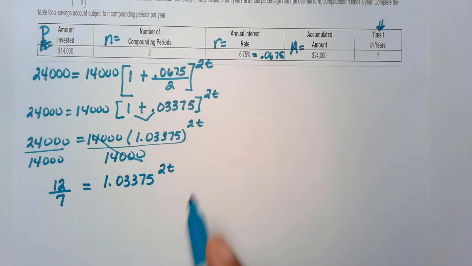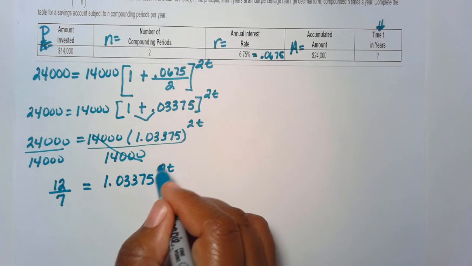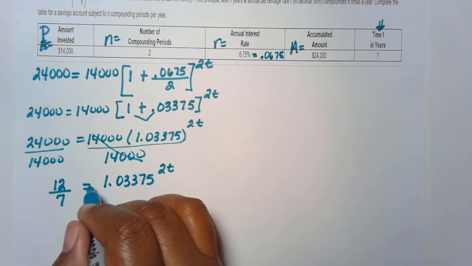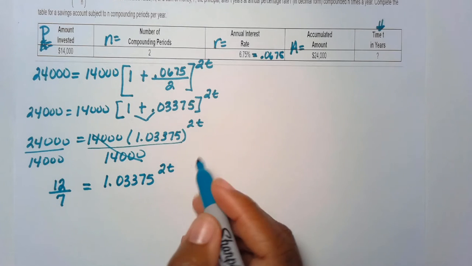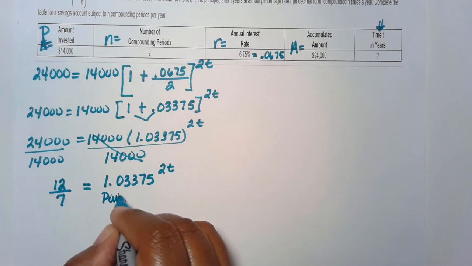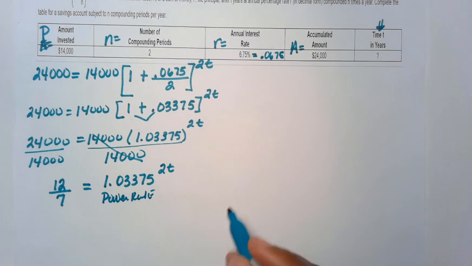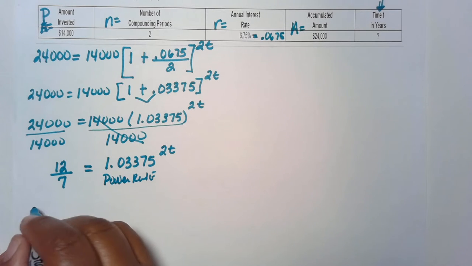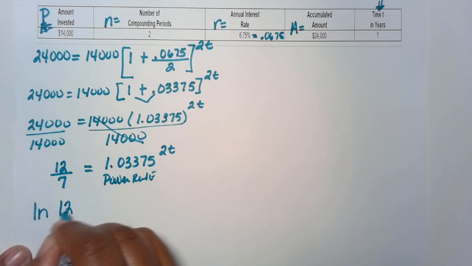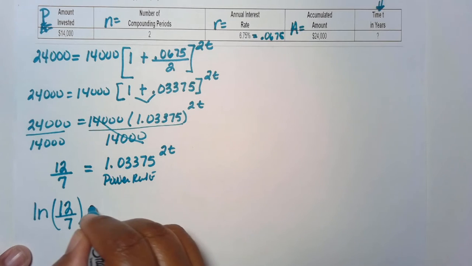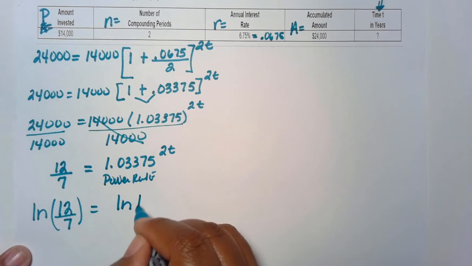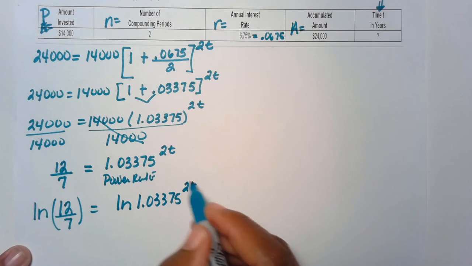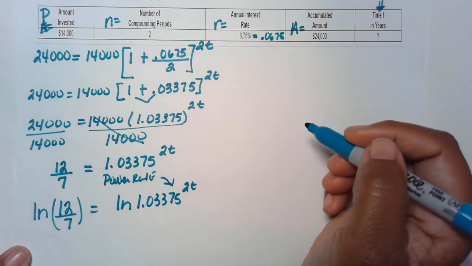Now to find t, we need to bring this t down from the exponent to be next to our 1.03375. What we're going to use is the power rule, but before we use the power rule, we want to take the natural log of both sides. So we have ln of 12 over 7 equals ln of 1.03375 raised to the 2t power. Now we're going to use the power rule.